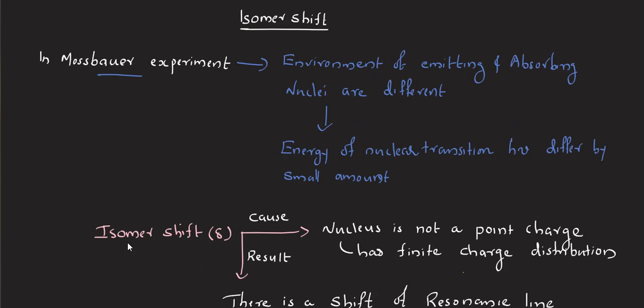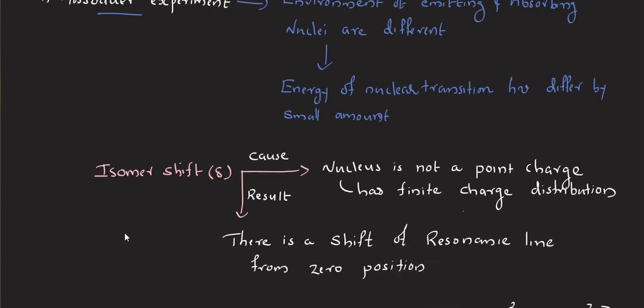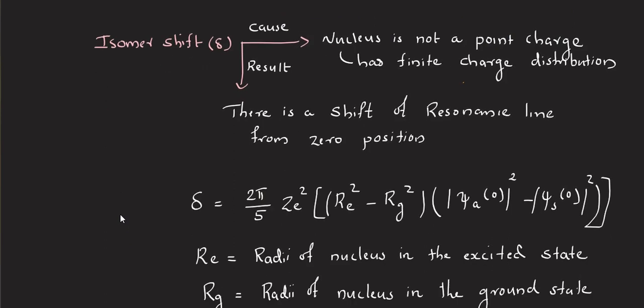Simply you can say that isomer shift is due to the fact that if the environment of emitting and absorbing nuclei are different, then there is a shift in the spectrum, that is called isomer shift. The cause is that the nucleus has a finite charge distribution and the result is that there is a shift in the resonance line from the 0 position. Also, we can express the isomer shift like this.